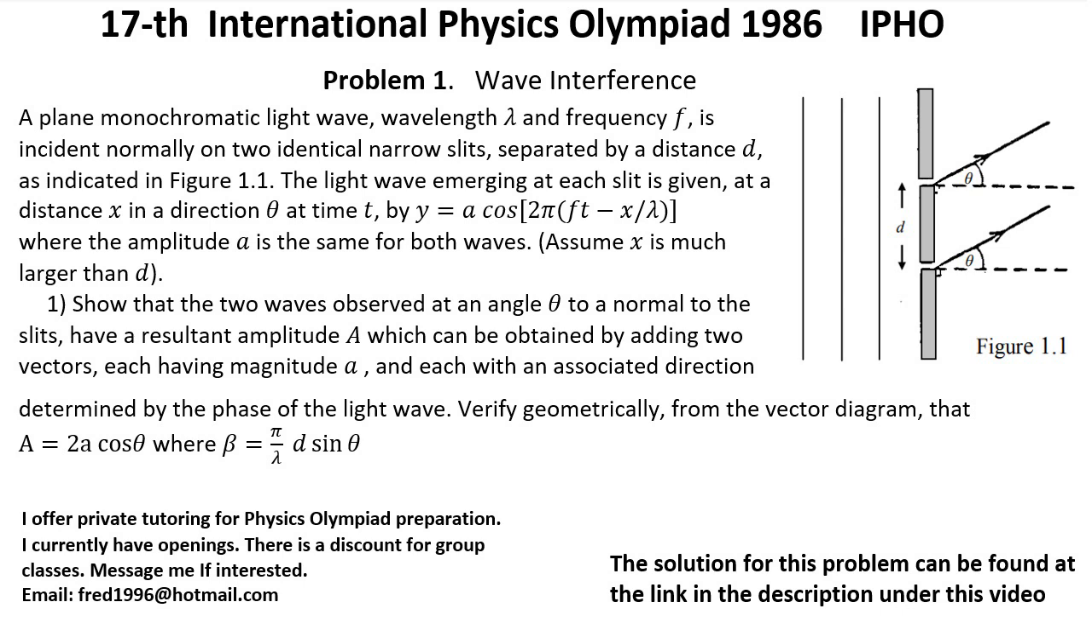Question 1. Show that the two waves observed at an angle theta to a normal to the slits have a resultant amplitude A which can be obtained by adding two vectors, each having magnitude a, and each with an associated direction determined by the phase of the light wave. Verify geometrically, from the vector diagram, that A equals 2a cosine beta, where beta equals pi over lambda d sine theta.